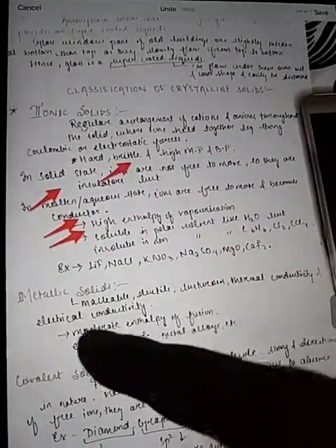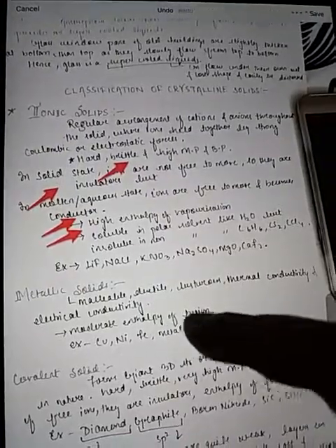Metallic solids: malleable, ductile. As you know, all the properties of metals: these are malleable, ductile, lustrous, with thermal conductivity, electrical conductivity, and moderate enthalpy of fusion. All the metallic solids, metals, alloys: iron, nickel, copper.